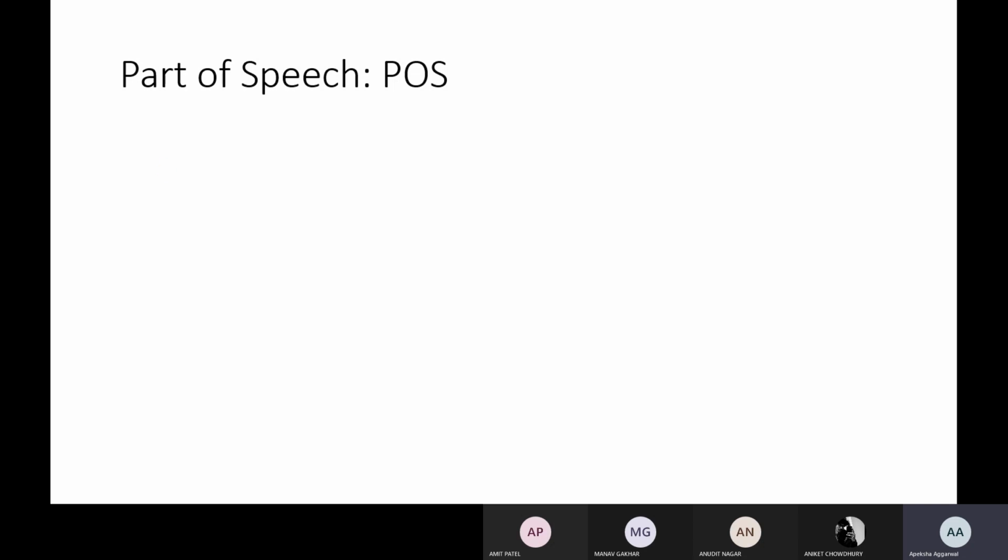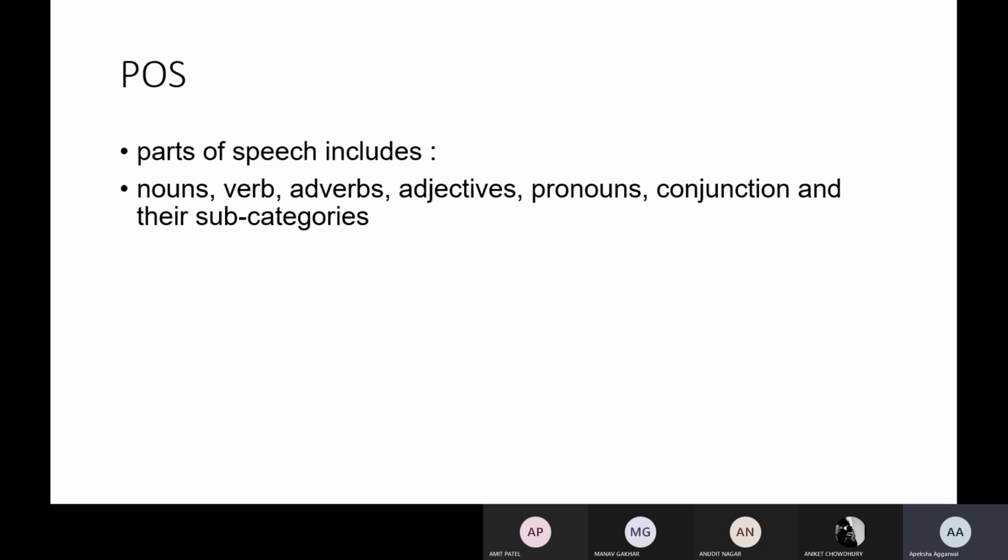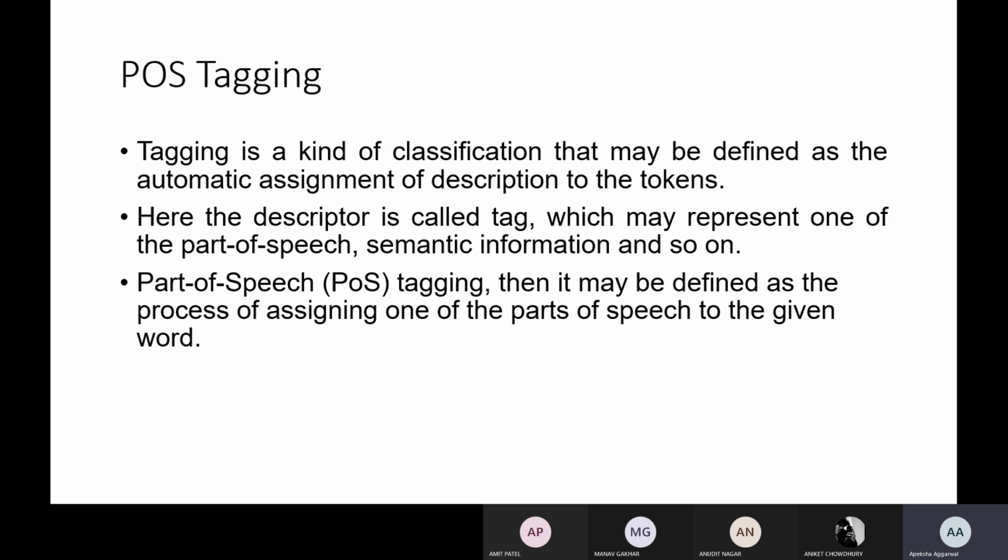Now, in NLP, when we are talking about categories, we are attaching tags with each and every word in the sentence, and we call it POS tagging. Tagging means we are attaching a tag, a part of speech tag, with a word. For example, cat eats rat. So this is a noun, this is a verb, and this is a noun again. Okay, so this is part of speech.